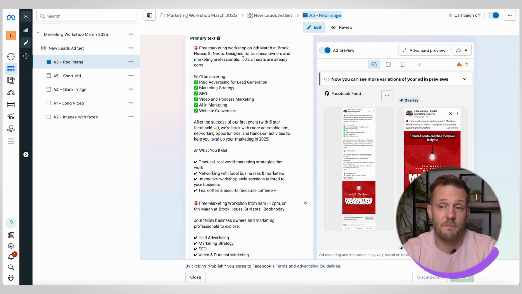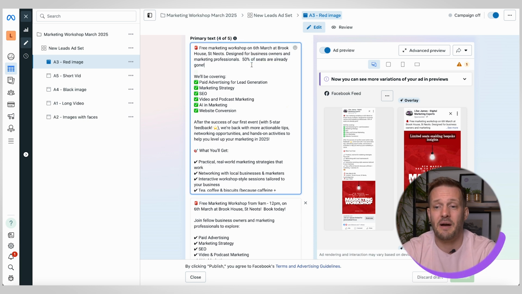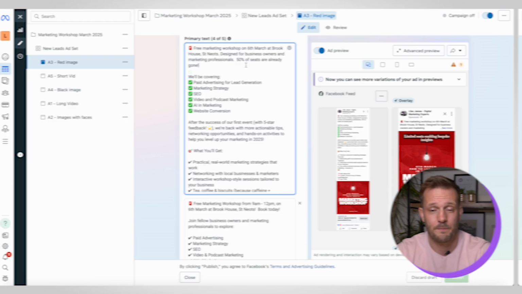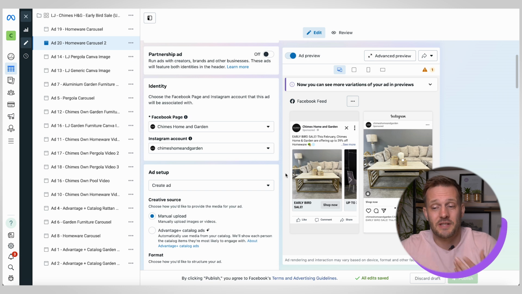This is now sold out. This campaign did fantastically well. So what we did is we told people exactly what it was and we tried to hook them in, and we put in there about 50% of seats already being gone because we're trying to add a little bit of scarcity to that hook. And in this client account, you can see we've gone with a different strategy.